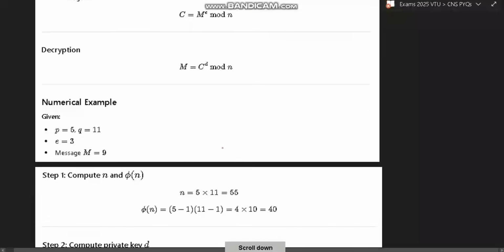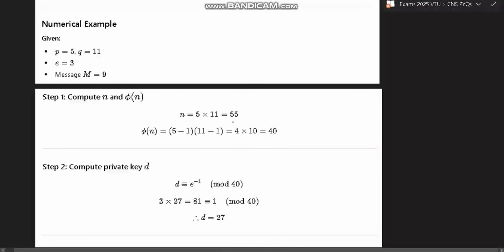Now, four inputs have been given: P, Q, E, and M. P and Q are supposed to be large prime numbers. It's not large here, but who cares. P and Q we have been given, so we proceed with this. 5 and 11 are two prime numbers. We first multiply them to find the n value. So 5 into 11 is 55, and that is the n value. We also have to find phi of n. Phi of n is (5 minus 1) into (11 minus 1), which is (P minus 1) into (Q minus 1). If you multiply them, we get 4 into 10, which is 40. That is the phi of n value.